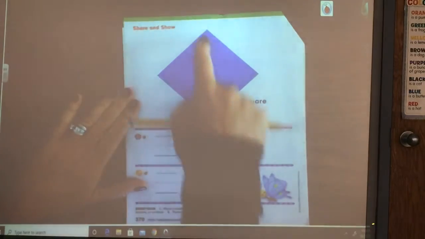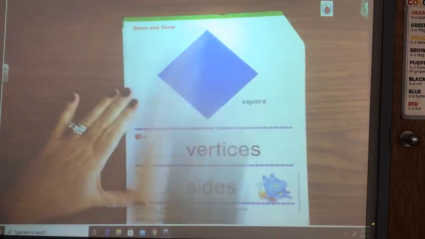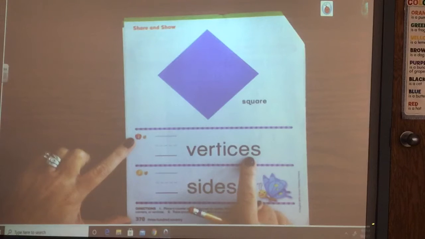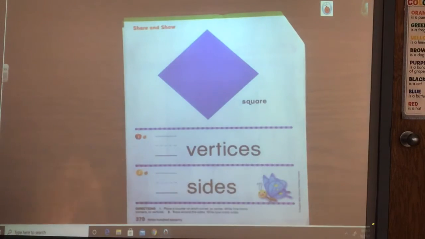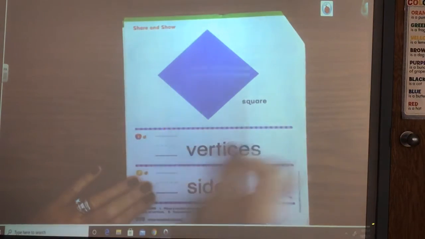All right, so even if you still trace it, there's 1, 2, 3, 4 sides. All right, by the red apple, they said, how many vertices does this square have? That's just that math word for corner. So how many corners or vertices does it have? 1, 2, 3, 4.